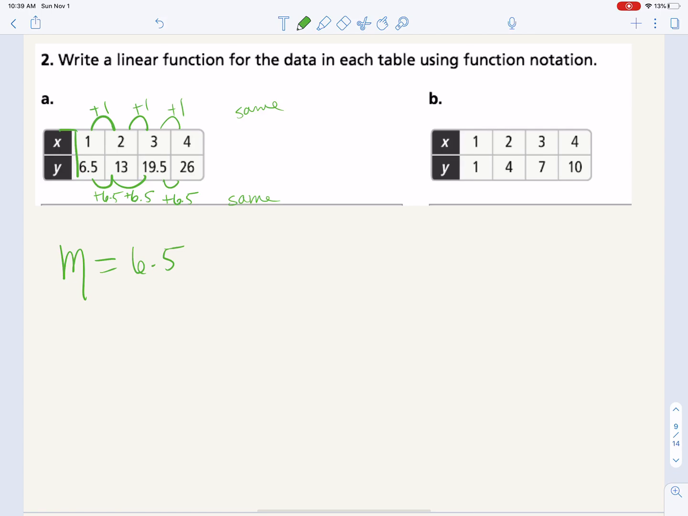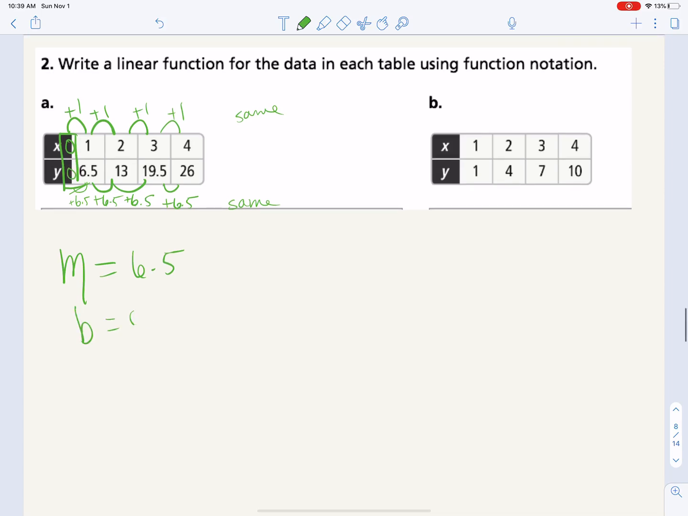My y-intercept is when x is 0. So I'm just making another space on the table for where I have an x value of 0. And so I'm just going to continue the pattern. If it's increasing by 6.5, to go backwards you would decrease by 6.5, which would make that a 0. So my y-intercept is 0.